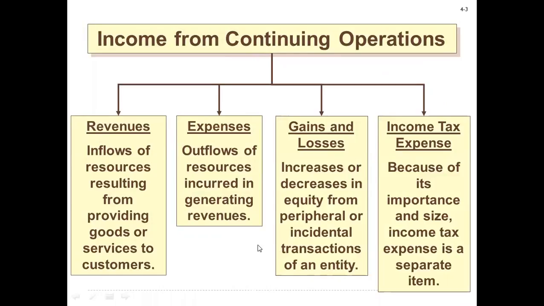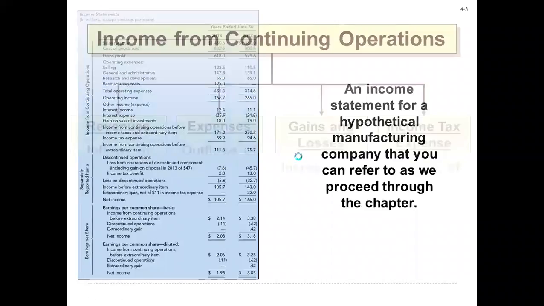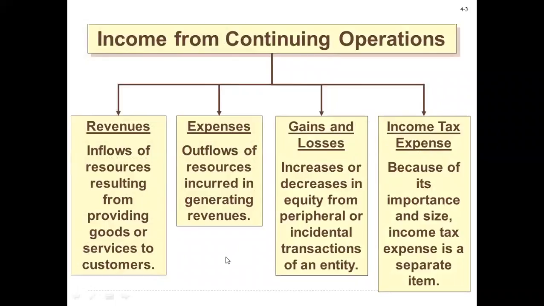Okay, so for the first part of the income statement that we just saw, the income from continuing operations section, income from continuing operations are primarily revenues, so inflows of resources, and expenses, outflows of resources for the normal recurring type of operations for the company. So whatever they're in business to do, income from continuing operations measures the profitability of their normal recurring operations.